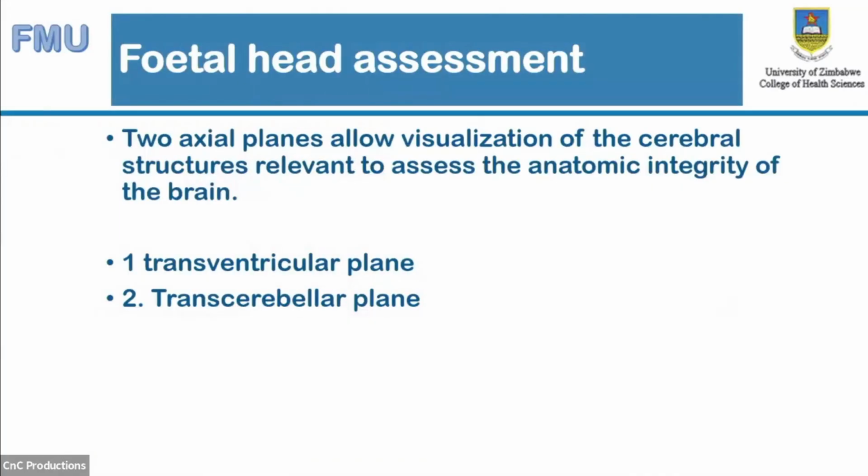So there are two planes that allow visualization of the cerebral structures relevant to assess the anatomic integrity of the fetal brain. So we have the transventricular plane and we have the transcerebellar plane, but you might also add on the transthalamic plane, which we usually use to measure the biparietal diameter and the head circumference.